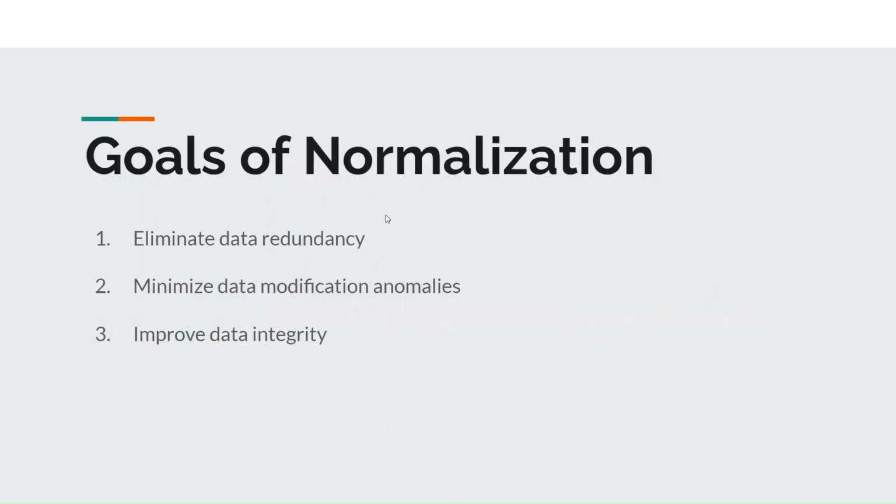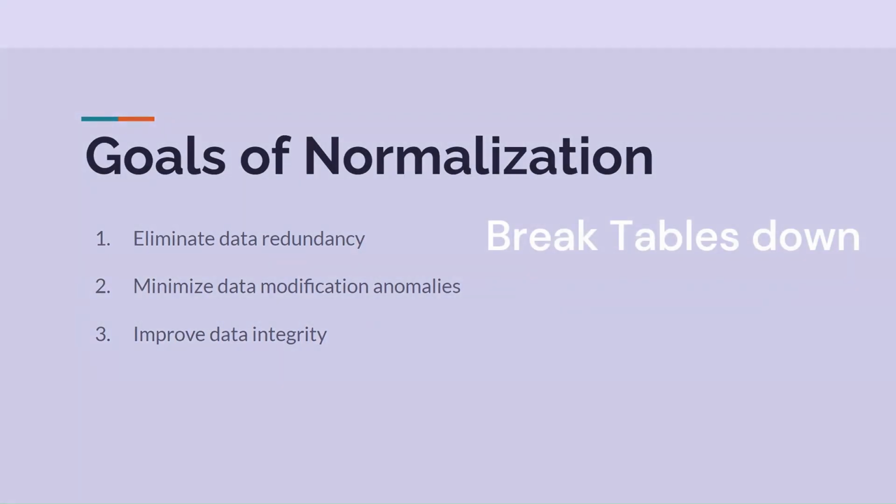So, what are the goals of normalization? Like I said, eliminating data redundancy is the very first goal. Redundancy means unnecessary duplication of data, and redundant data increases storage requirements. Normalization helps to eliminate these redundancies by dividing data into smaller independent tables.